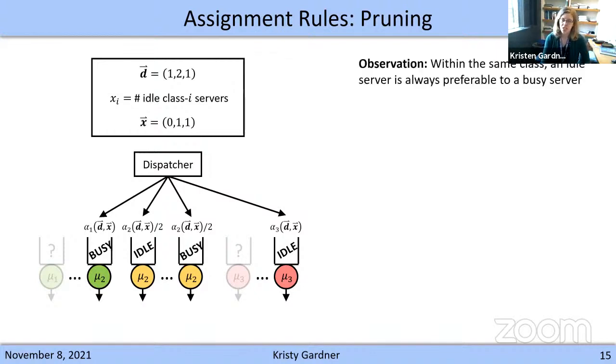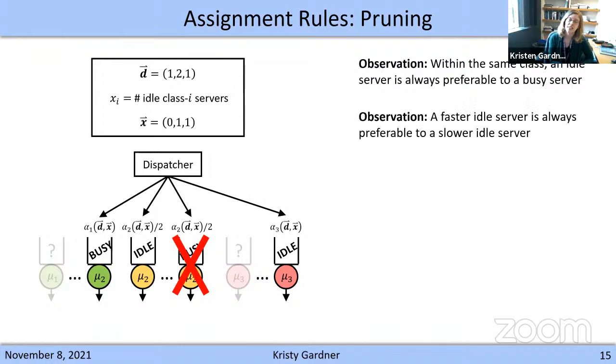The first observation is that within the same class of servers, an idle server is always preferable to a busy server. So I have these two servers in the middle speed server class. These are the yellow servers in my picture. One of them is idle, one of them is busy. Our job is going to be better off if we send it to the idle server rather than the busy server. And so I can just eliminate this busy server from my set of servers that I am considering entirely. I have an option that I know is going to be better.